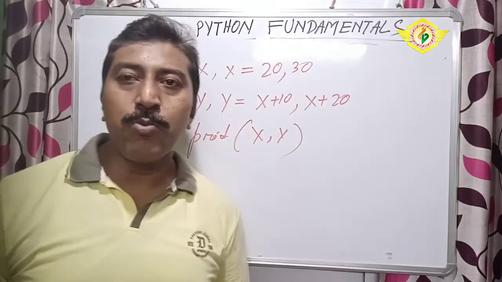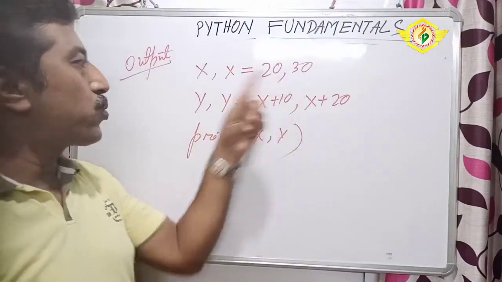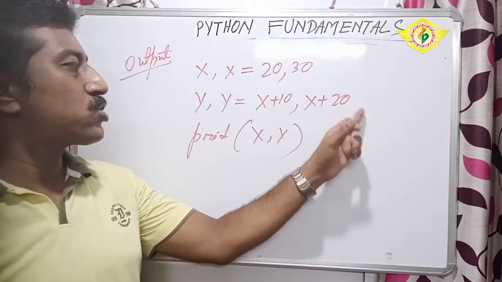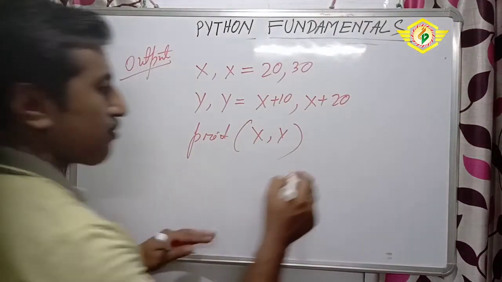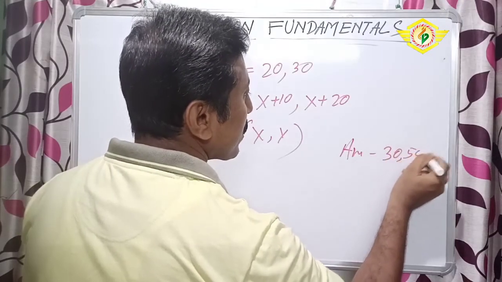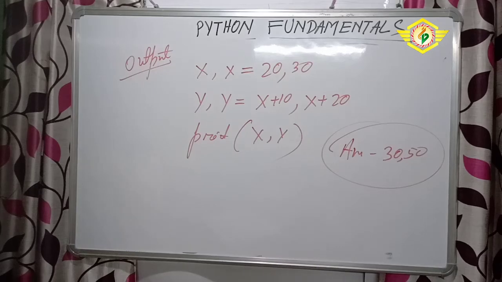So students, one output type of question I am giving here. It is given: x comma x equal to 20 comma 30, y comma y equal to x plus 10 comma x plus 20, print x comma y. Its output is given, that is 30 comma 50. So how to get the answer 30 comma 50? Just let us see. Because it is given in multiple lines, multiple values are stored in multiple variables. So let us discuss one by one.